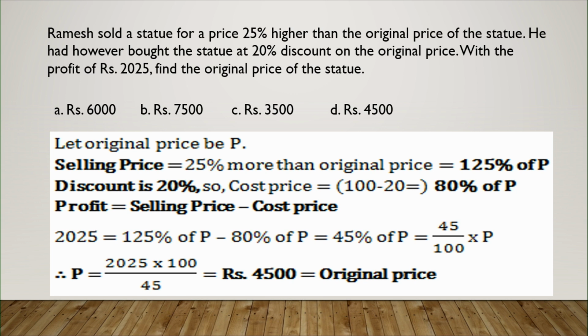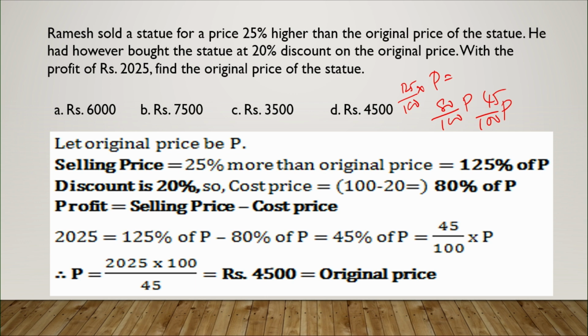Ramesh sold the statue for a price 25% higher than the original price. Say the original price is P. So the selling price is 125 by 100 P. And he bought the statue at a 20% discount on the original price, so the cost price is 80 by 100 of P. Correct? You have to subtract: 125 by 100 minus 80 by 100, which is 45 by 100 P.